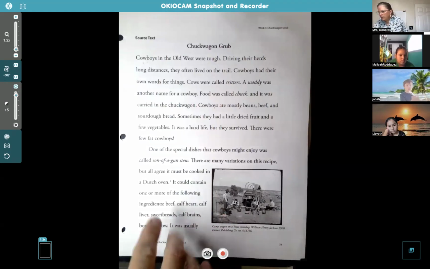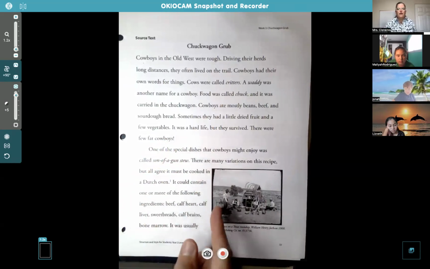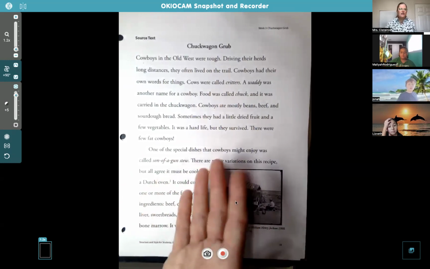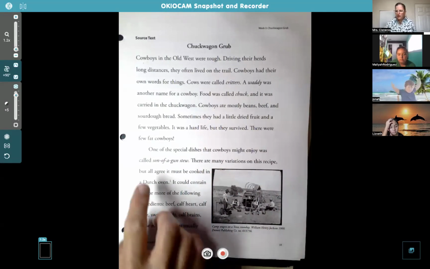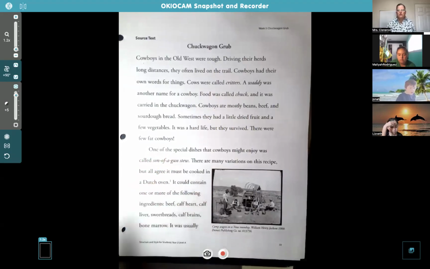And then there were a few fat cowboys. That's kind of funny, but they really do a lot of work out there and they're either riding their horse or they're walking or they're working on something. So they don't gain a lot of weight because they're lean, right? They're always working and they only eat beans and meat and sourdough most of the time. Okay, go ahead and pick it up from here, Jonah, starting with one of the special.